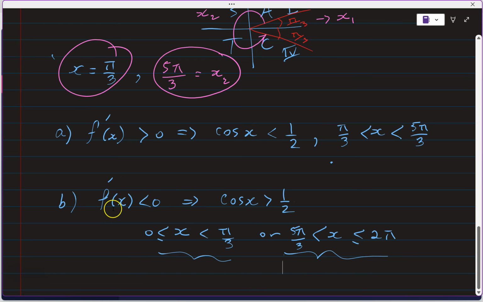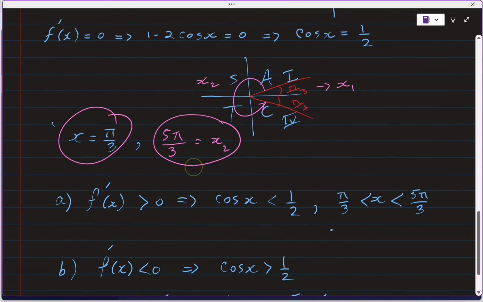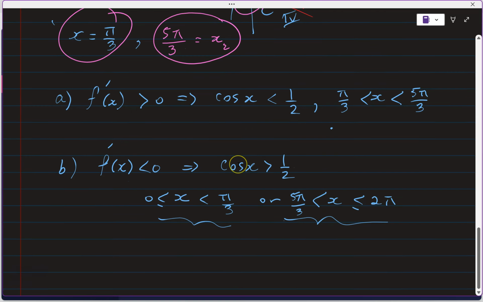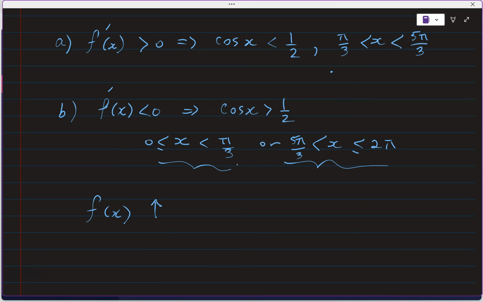Remember, we chose just the equation of the first derivative. We chose to solve 1 minus 2 cos x less than 0, and when you solve it, you get cos x is greater than 1/2. That's what you will get. So now that you have this, we can go ahead and say, for what intervals is the function f of x increasing? Well, on the interval pi over 3 to 5 pi over 3. So that's for sure, we know that.